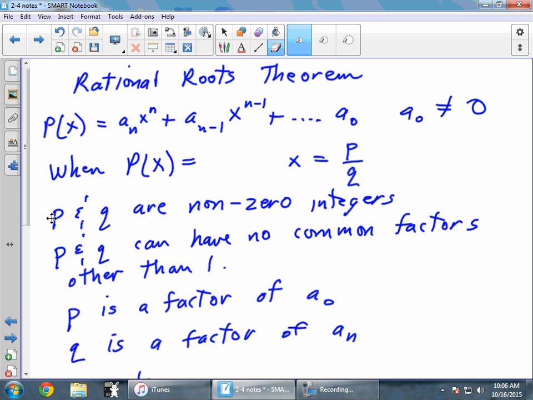So p and q are non-zero integers. Obviously, if q was 0, it'd be nasty. And p, we don't want to be 0 either. p and q can have no common factors other than 1. 1 is a factor of every integer. p is a factor of a sub 0, the last term, and q is a factor of a sub n, the first term.